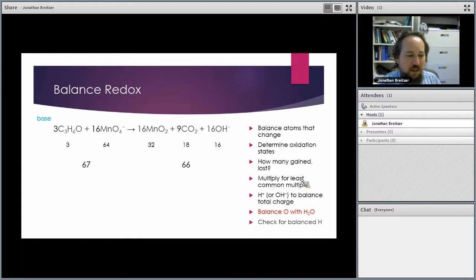On the left side, there's 3 plus 6 plus 64. That's 16 times 4 is 64. Right over here, 16 times 4. And that gives you 67 oxygens on the left side. On the right side, 32 from the 16 MnO2s, plus 18 from the 9 CO2s, plus 16 from the 16 OH minuses. That all adds up to 66. So 67 on the left side, 66 on the right side. To balance that, all we have to do is add 1 water to the right side to bring both up to 67. So we'll do that. There we are.